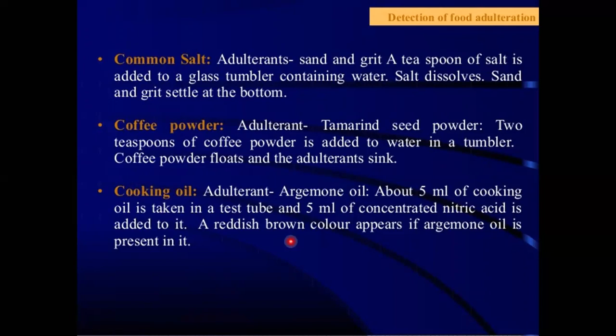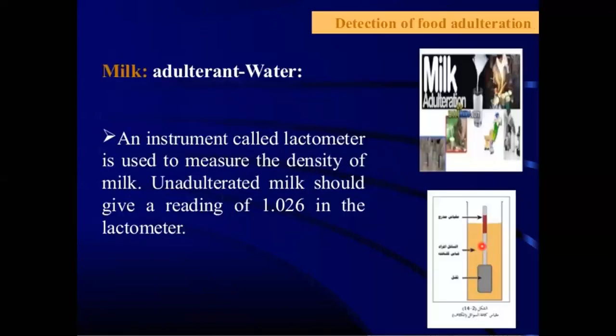Then what happens, due to the chemical reaction, this reddish brown color appears if argemone oil is present in your cooking oil. So this kind of chemical test you also have to do for identification of some adulteration. Then in case of milk, how will you identify the adulteration?